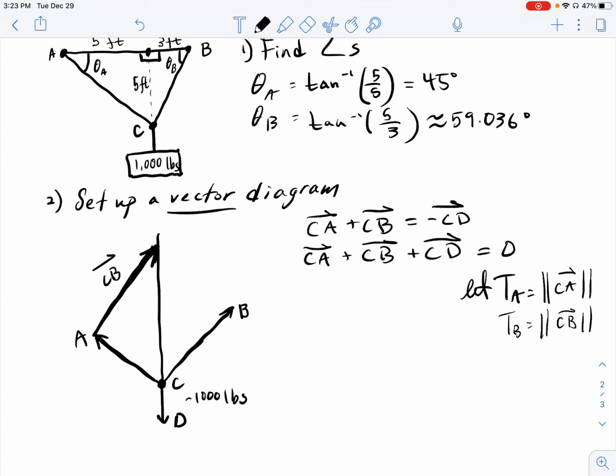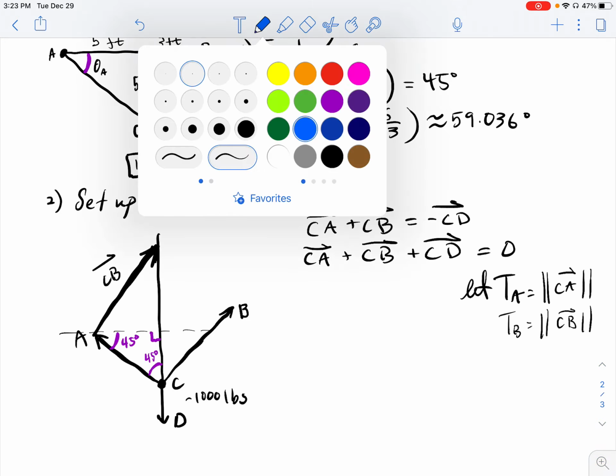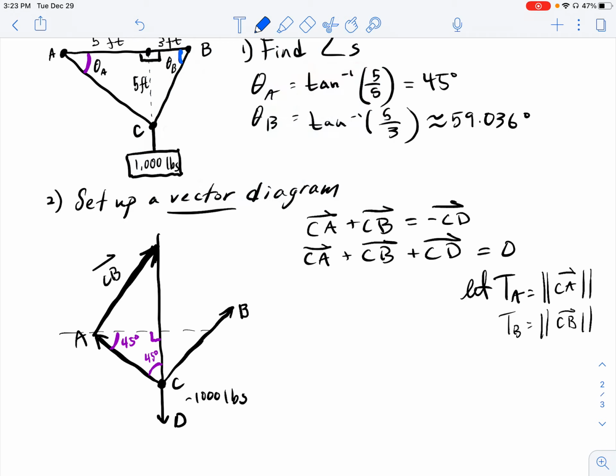Now, what do we know about these vectors? Well, the information that we found out with the angles theta are still going to apply here. This angle that we found for theta A, that's still going to be equal to 45 degrees. This is still a right angle, meaning this angle here has got to be 45 degrees. Well, what do we find for theta B? Theta B, this angle here, we said that's still 59.036 degrees.